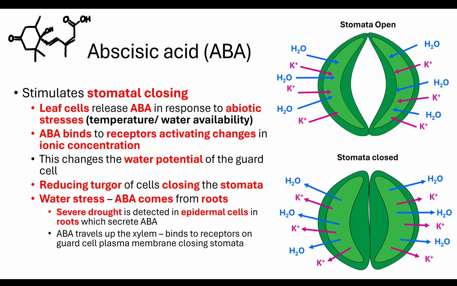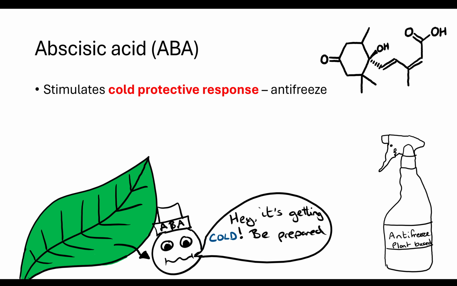So this is a hormone that is being released by the plant, being transported and affecting where its target cell is. And in this case, the target cells are the guard cells, which are going to close those stomata. Now, ABA also has another role when it comes to winter time. As the temperature decreases, what ABA does is it actually stimulates a cold protective response. It produces an antifreeze molecule.